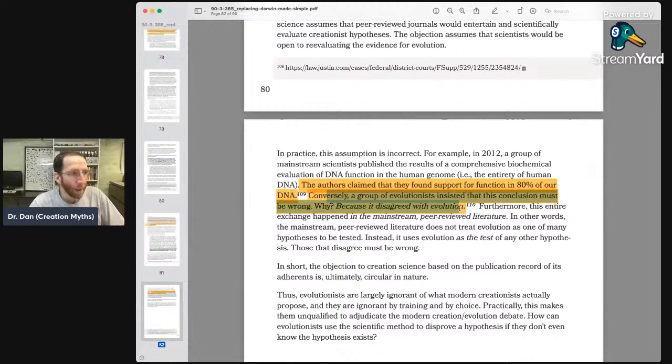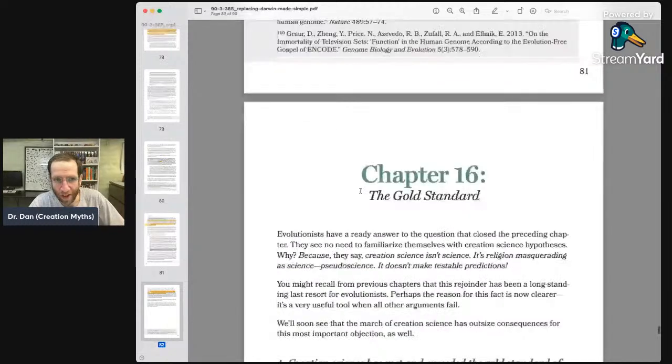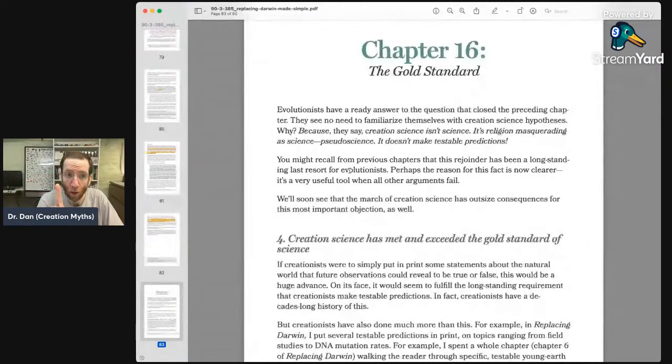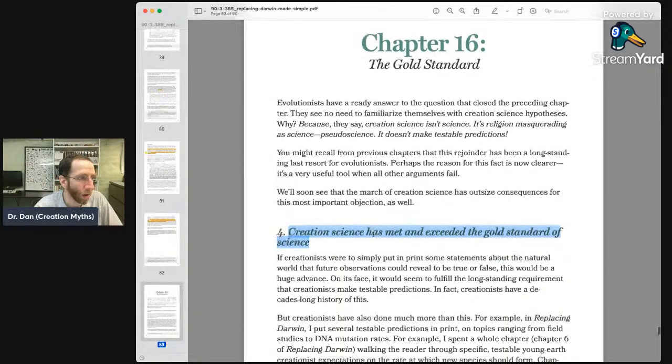All right. Final chapter, the gold standard. The gold standard refers to, making predictions is the gold standard of science. No, that's wrong. Making predictions that are shown to be accurate. Making predictions, testing them, they turn out to be accurate. That's the gold standard of science. So he says creation science has met and exceeded. No, it hasn't.